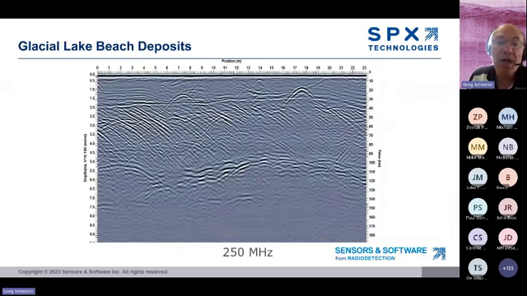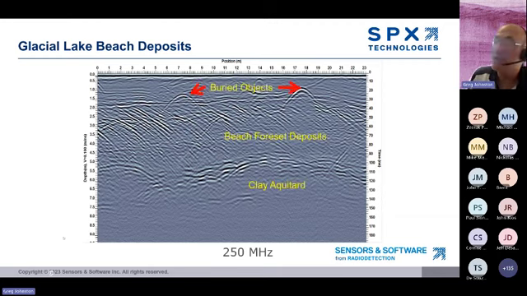Here's another one, higher frequency, 250 megahertz. So we're only looking 7 meters deep. Now I'm saying only 7 meters, but 7 meters with 250 megahertz is tremendous. Wish we could see that everywhere. And I like this example because it shows a combination of two things. We've got the actual geology, and we have the GPR revealing man-made buried objects.